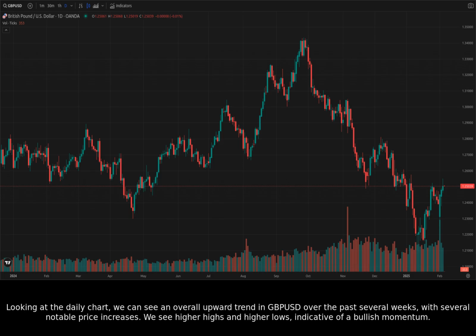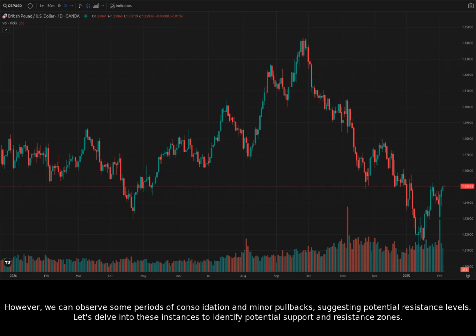Looking at the daily chart, we can see an overall upward trend in GBPUSD over the past several weeks, with several notable price increases. We see higher highs and higher lows, indicative of a bullish momentum. However, we can observe some periods of consolidation and minor pullbacks, suggesting potential resistance levels. Let's delve into these instances to identify potential support and resistance zones.